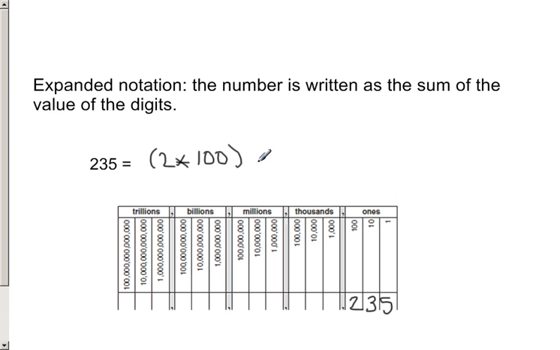And again, we're finding the sum of each of these values. So we're going to add to that. 3 is in our tens place, so it's written as 3 times 10, plus 5 is in the ones place. It is written as 5 times 1. So in expanded notation, 235 is 2 times the value of its place, 2 times 100, plus 3 times 10, the value of its place, plus 5 times 1.